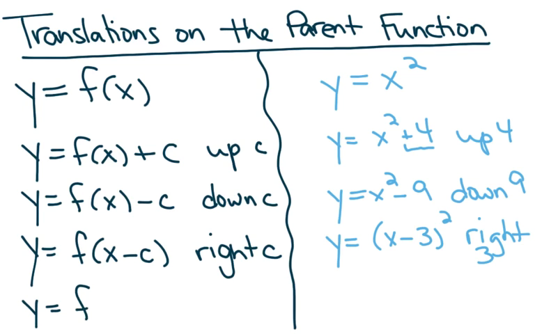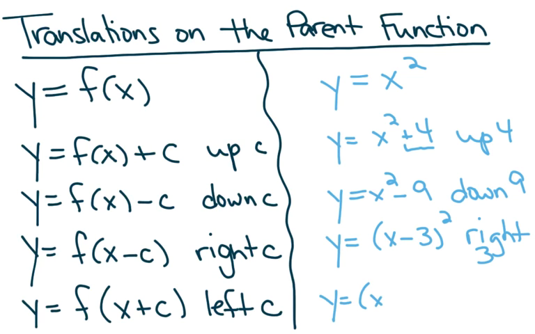When we move to the left, there'll be a plus sign, and this will move the graph to the left. So if I did y is equal to x plus 1 squared, that would take the parabola and shift it to the left one.